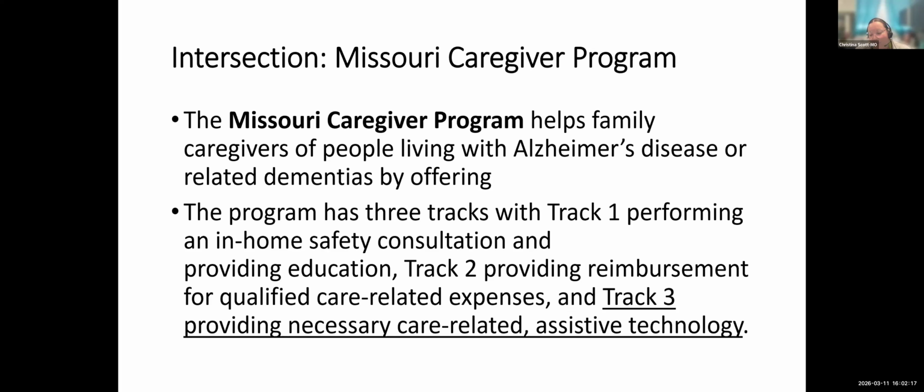As of the end of February, almost 500 families have been served in the assistive technology component, in that track 3 component of the Missouri Caregiver Program. And overall, they've provided over 1,700 devices within that program. And it's all sorts of different things, whether they're cameras or things to monitor for eloping or falls or an assortment of different things.